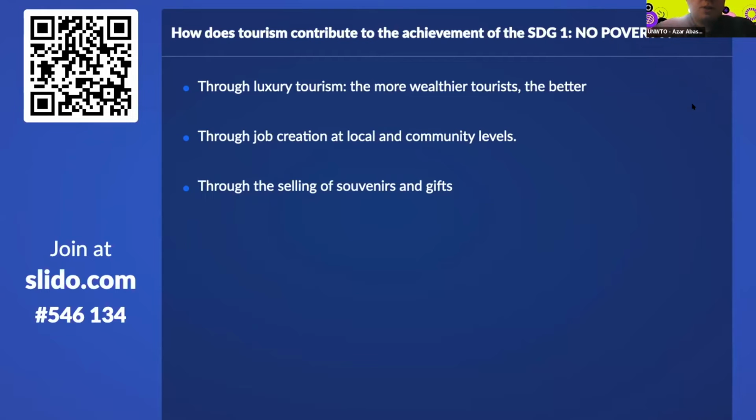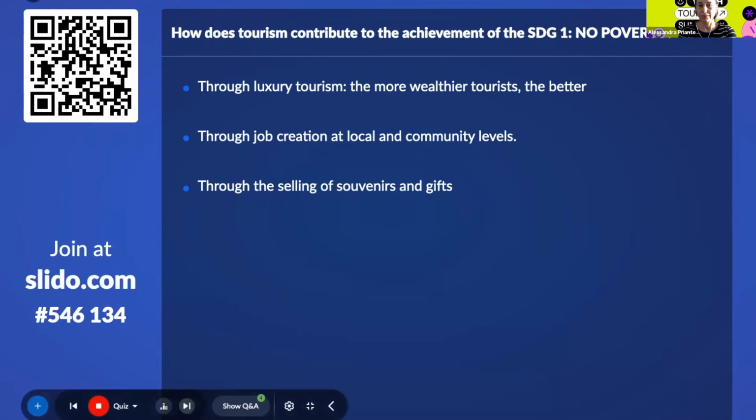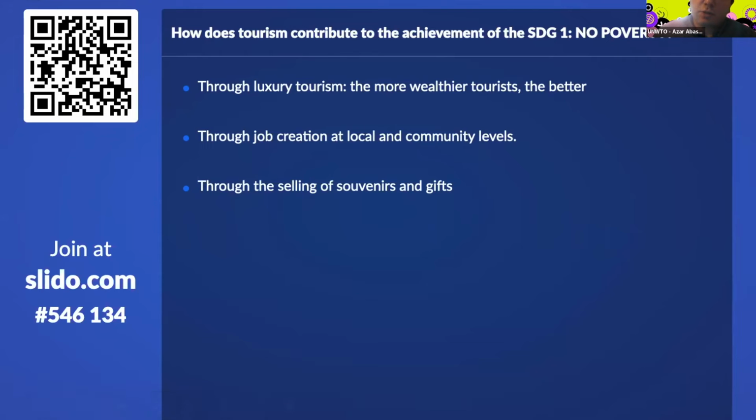So, question number 1. How does tourism contribute to the achievement of SDG 1, no poverty? Through luxury tourism, the more wealthy tourists, the better. Through job creation at local and community levels, or through the selling of souvenirs and gifts.